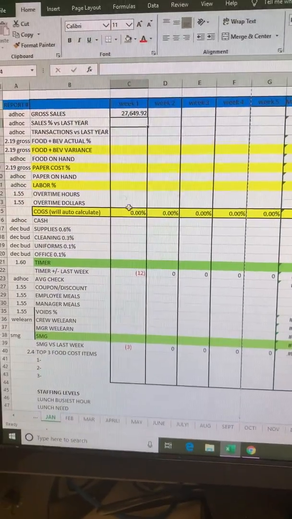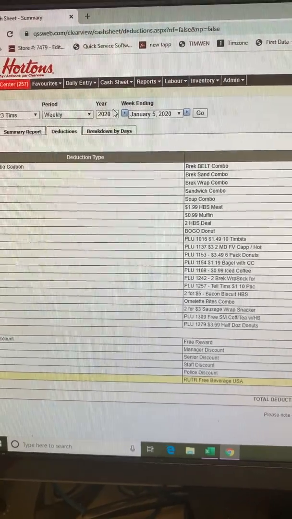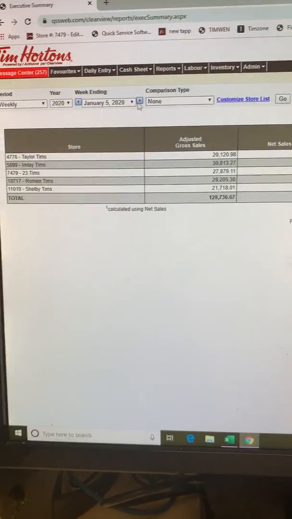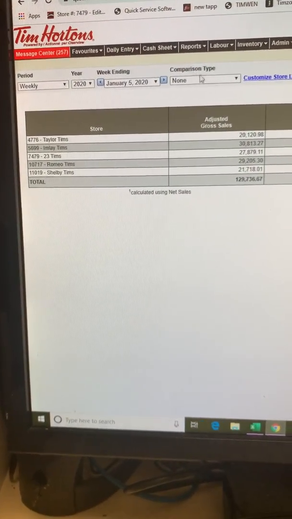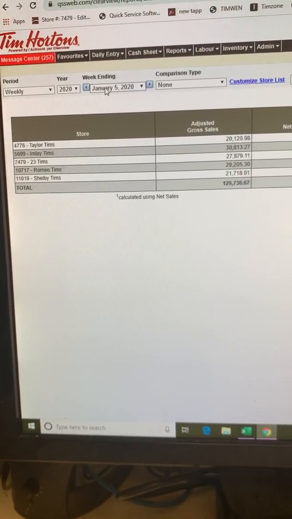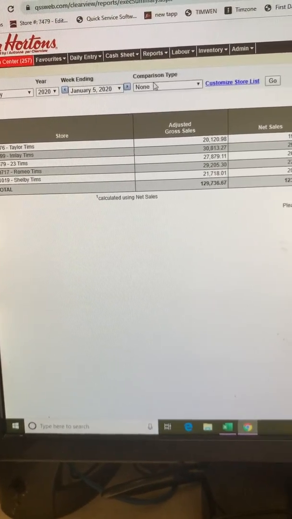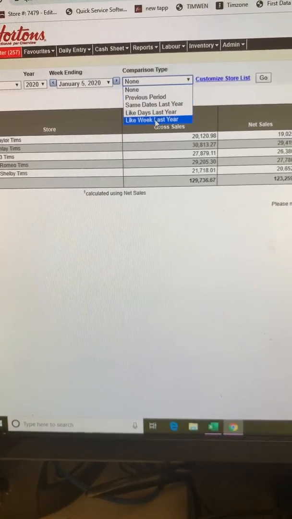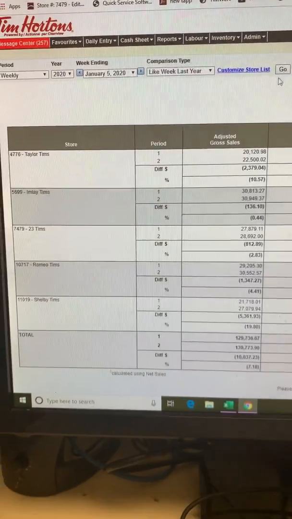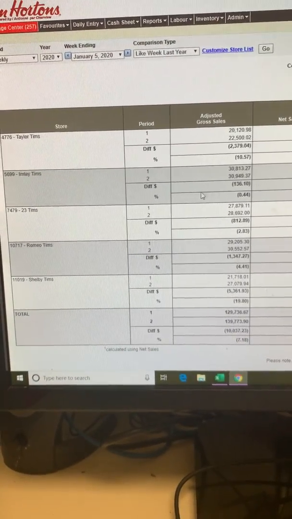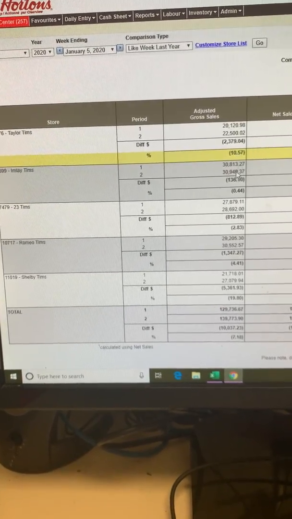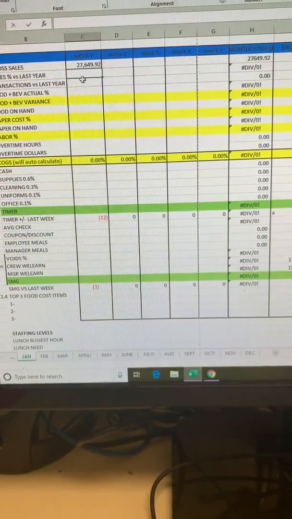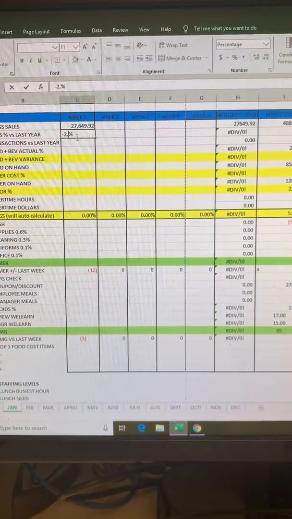Okay, your sales percent over last year, how you find that, you go into reports, you go into financial, and you go to executive summary. Now I have access to everyone, so you want to make sure that this says weekly and it's on the correct week ending that you're doing the paperwork for. The comparison type is going to be like week last year, and then you just click go. And now this tells you, and you are looking at adjusted gross, what you were under percent wise over last year. So this 2.83 is what I'm going to write in under negative 2.83.